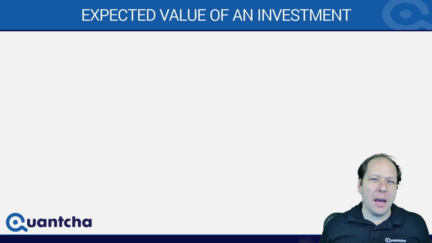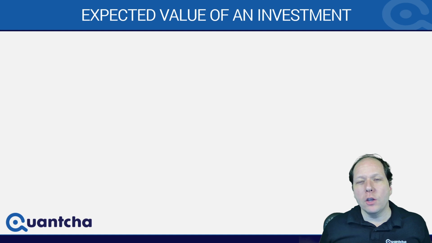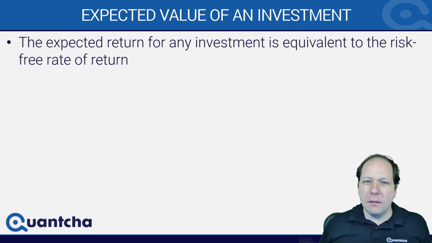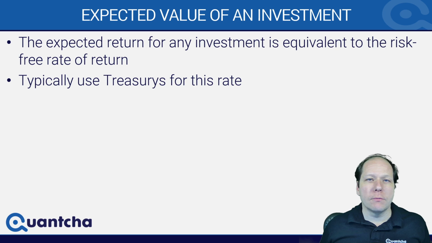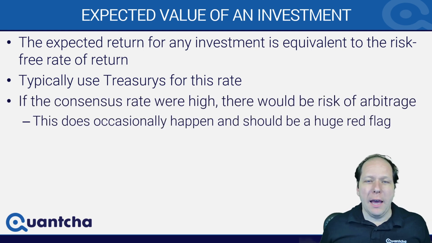So we'll step back by thinking about the expected value of an investment. In short, the expected value of any given investment is going to be the risk-free rate of return, which is usually measured in terms of the treasury rate for that term. Now, the reason for that is fairly obvious. If the consensus rate were higher than that, there's always going to be opportunity for arbitrage. So if the risk-free rate of return is 5% and there is another guaranteed rate of return at 6%, everybody would be shorting the 5% and going long the 6% return. And it would eventually find a new equilibrium. So as a result, we don't end up seeing that.